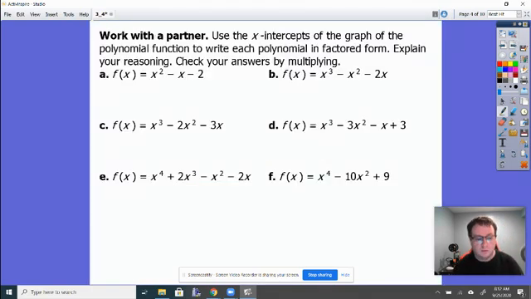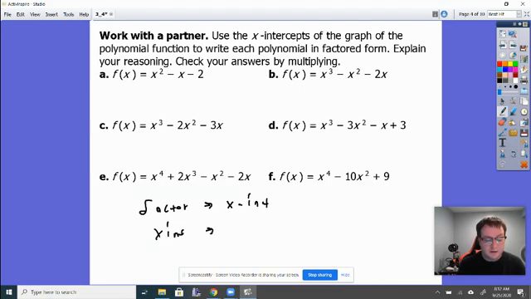Okay, so looking at the next part. Same idea, but what I could have done is taken those x-intercepts and multiplied them out. Remember, a factor gives us an x-intercept, or 0, and an x-intercept gives us a factor. The big key we need to remember is we just need to change the sign.